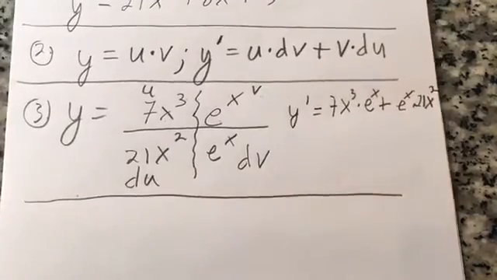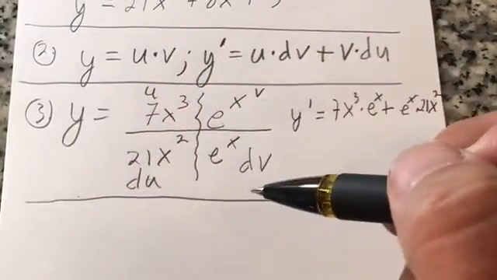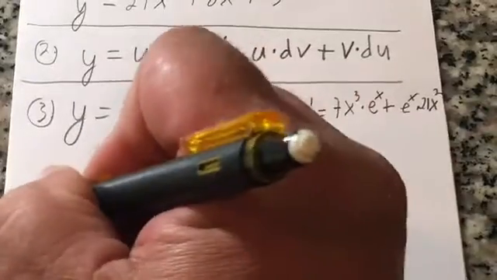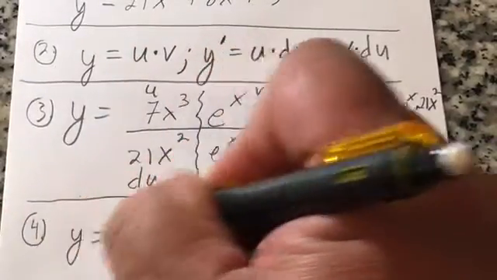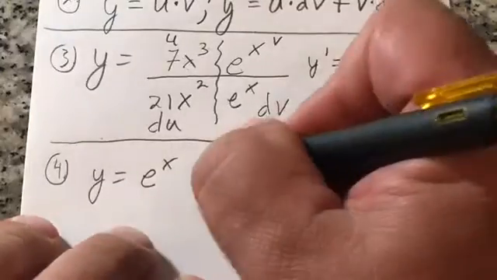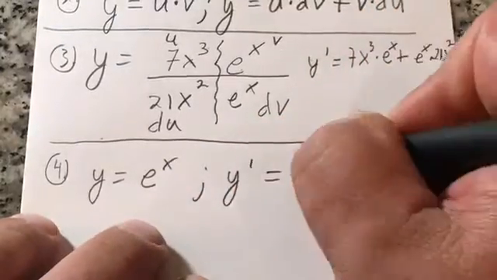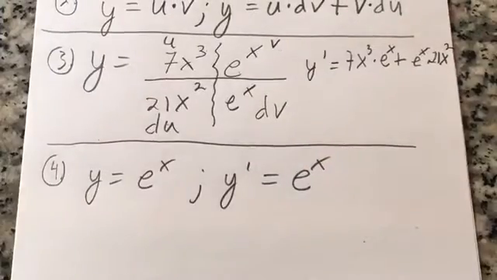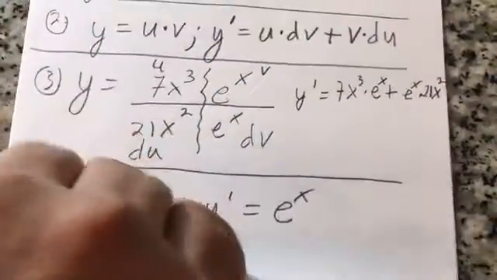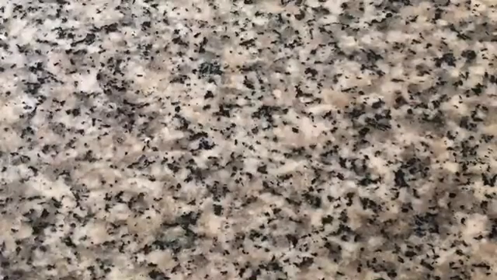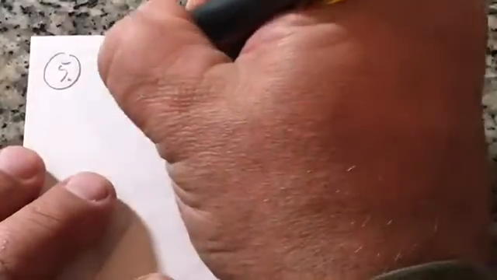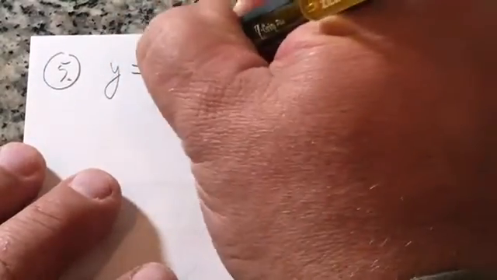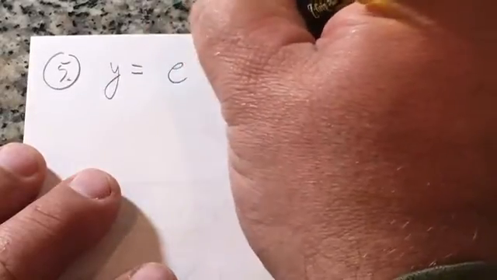The next group I'm going to use is ln x. No, I'm sorry, e to the x. So recall, y equals e to the x. The derivative of that, y prime, is going to also equal e to the x. We're going to use that little bit of knowledge to do the next couple of problems. Number 5, y equals e to the 7x cubed.